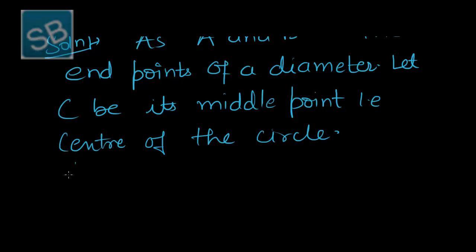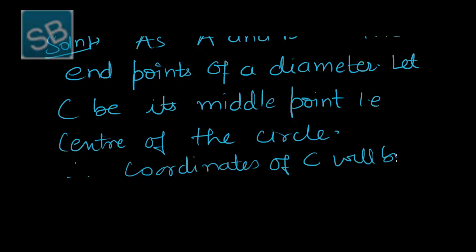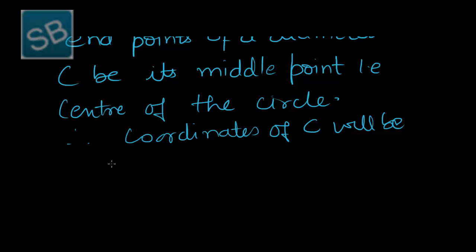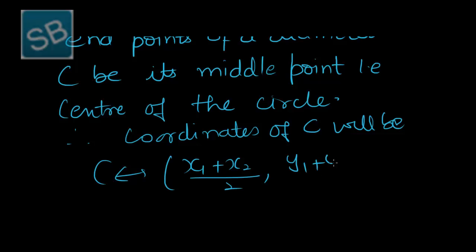Therefore, coordinates of C will be, by using the midpoint formula, that is (x1 plus x2) over 2, (y1 plus y2) over 2. So these are the coordinates of C.